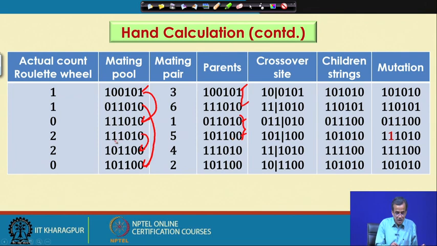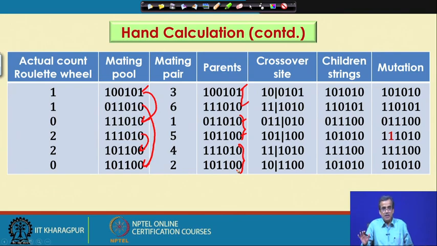Next, the fourth is going to meet with the fifth. I am copying the fourth here, 111010, and the fifth one is nothing but 101100. So, these two parents are going to meet.